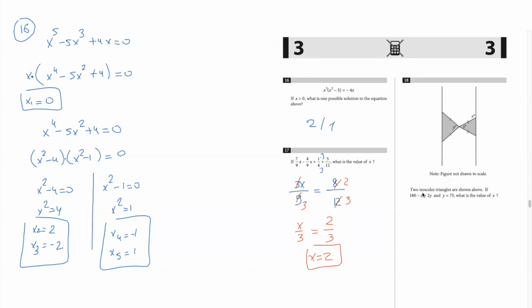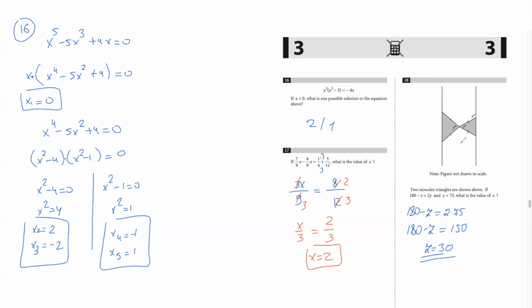And question 18, two isosceles triangles are shown above. If 180 minus z is equal to 2y and y is 75, let's simplify this. 180 minus z is equal to 2 times 75. So 180 minus z is equal to 150. Here we go, z is 30. What is the value of x?